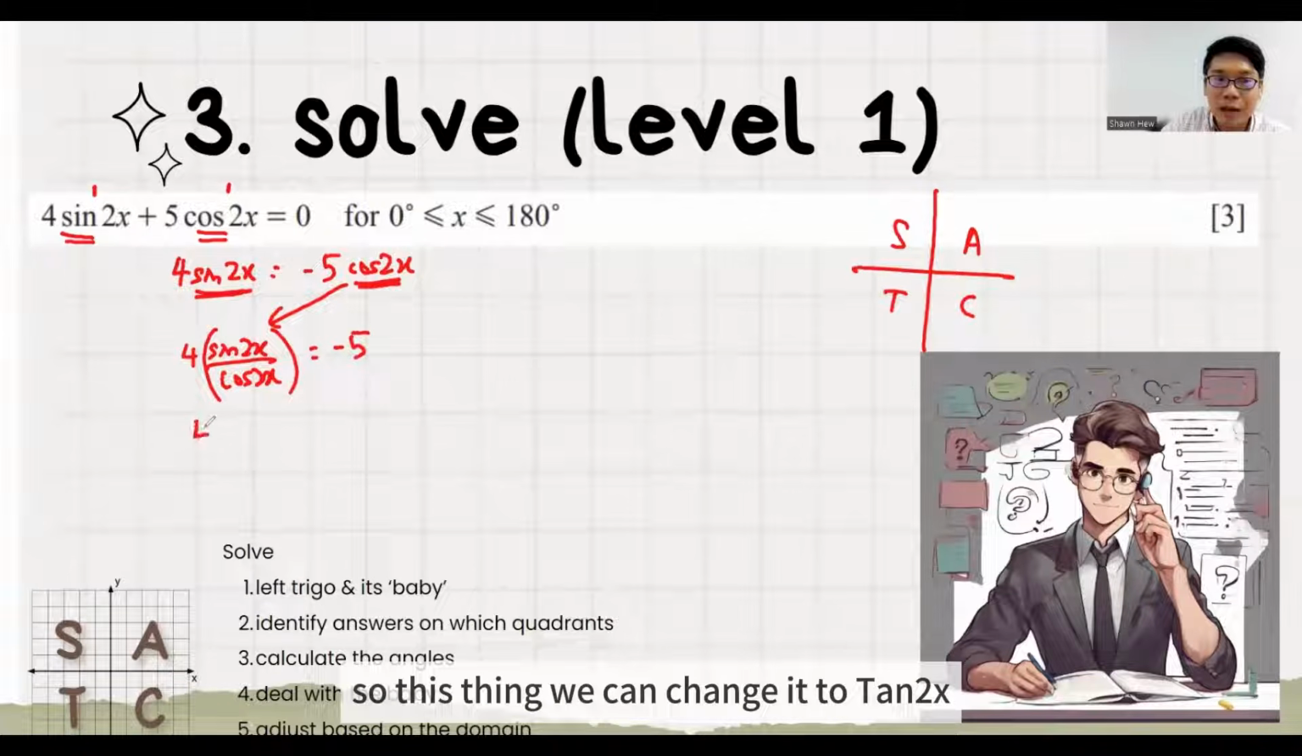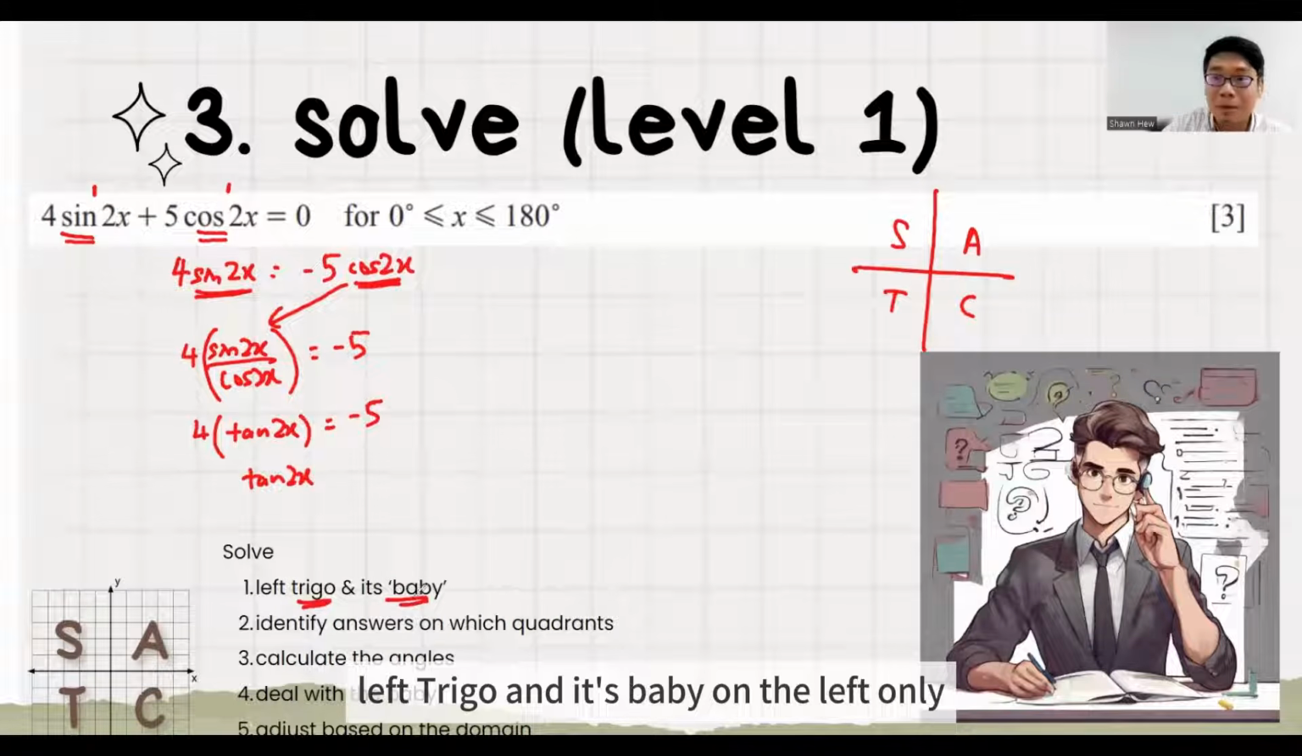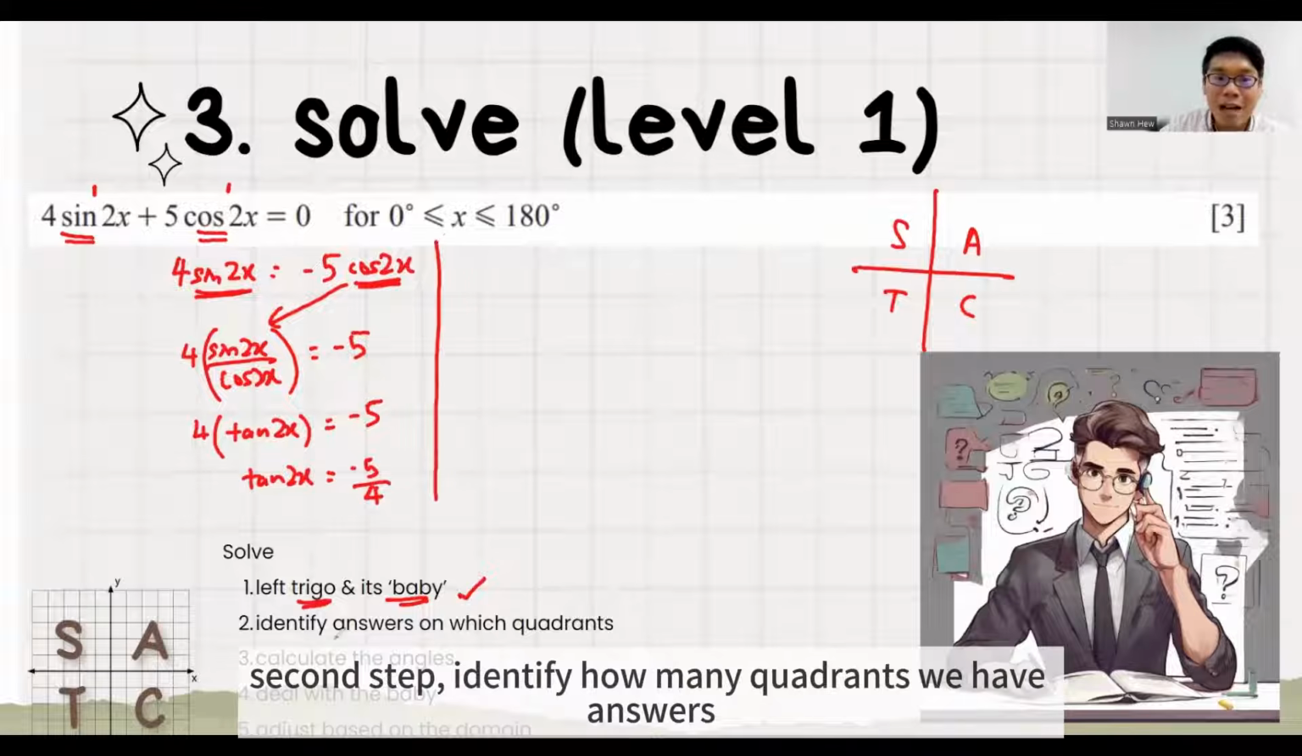So this thing, we can change it to tangent x. So when we have tangent, the trigo and its baby are on the left only. So we throw my 4 to the right. So step one is done. Second step, identify how many quadrants have answers.